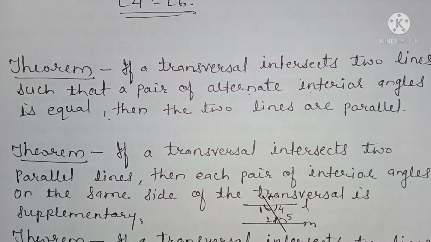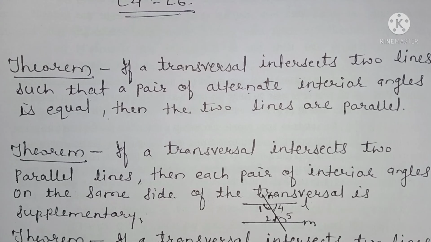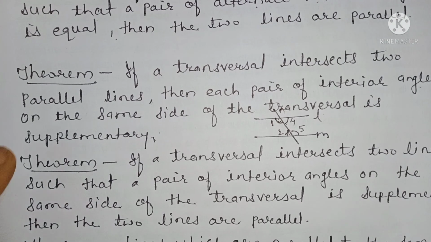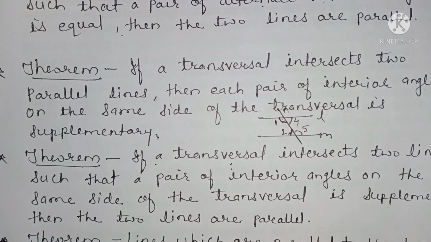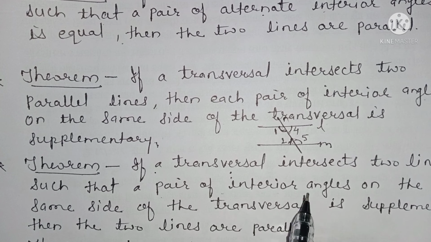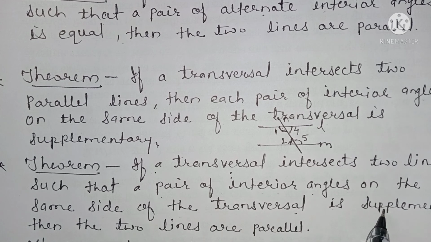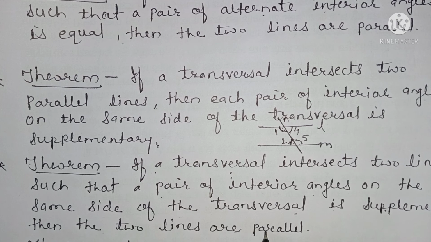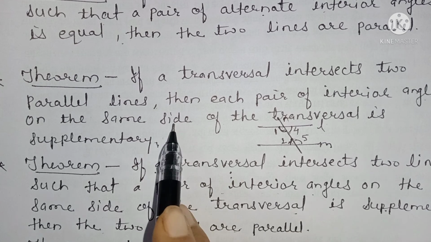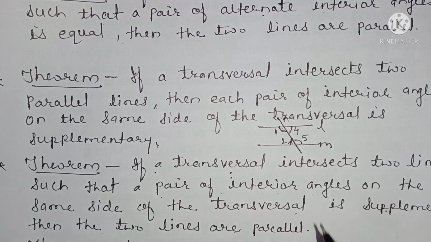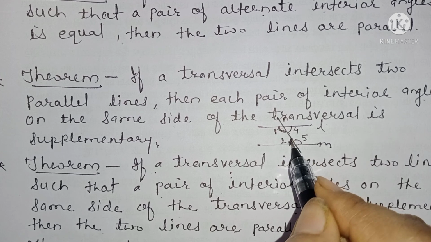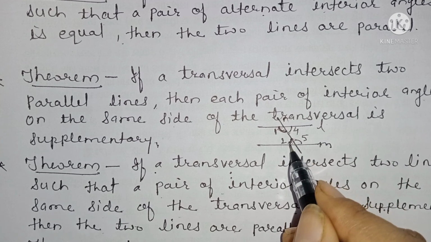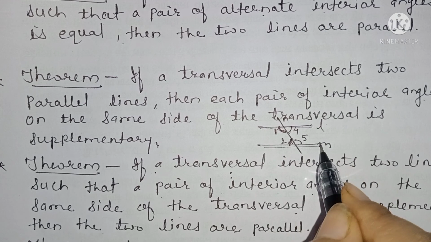Alright, so you have to keep in your mind that co-interior angles or angles on the same side of the transversal are always supplementary. Now the next theorem, it is the converse of the above theorem. If a transversal intersects two lines such that the pair of interior angles on the same side of the transversal is supplementary, then the lines are parallel. As I said, it is exactly the converse of this theorem: if the interior angles are 180 degrees, if it is given that angle 1 and angle 2 are 180 degrees, or you have proved that angle 1 and angle 2 are 180 degrees, then you can write that L is parallel to M.